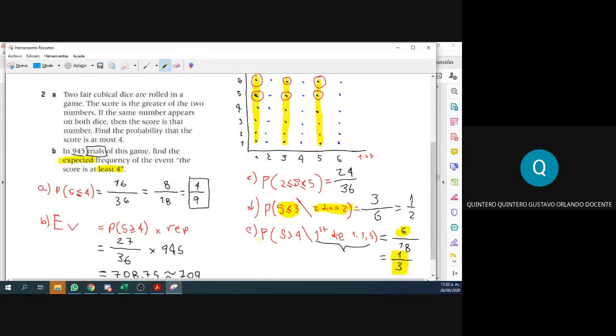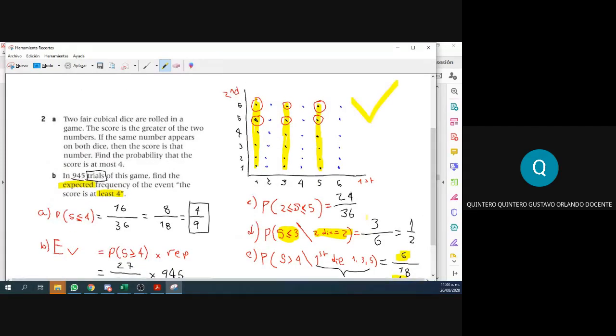All right. This is how you use a sample space diagram properly. And look at how many beautiful, beautiful questions we can think about just by taking a look at this diagram.